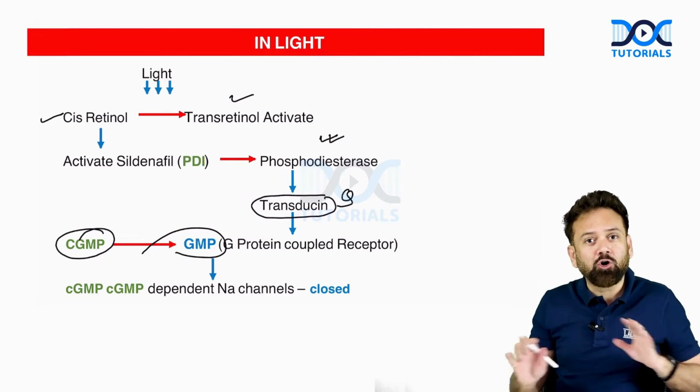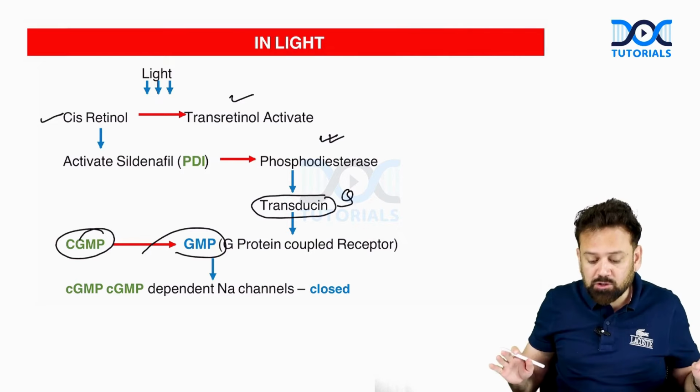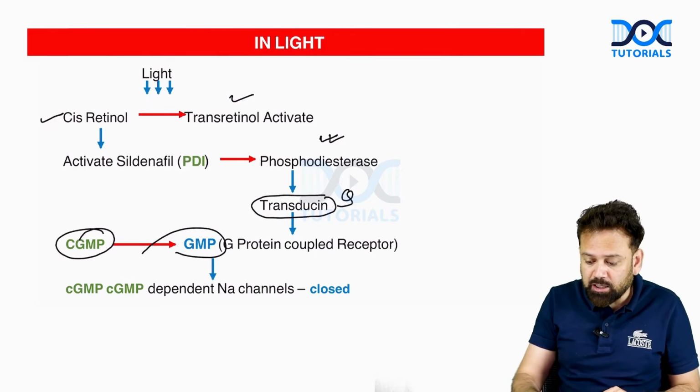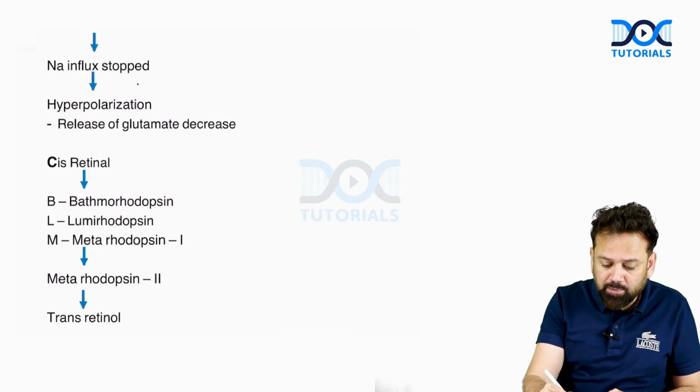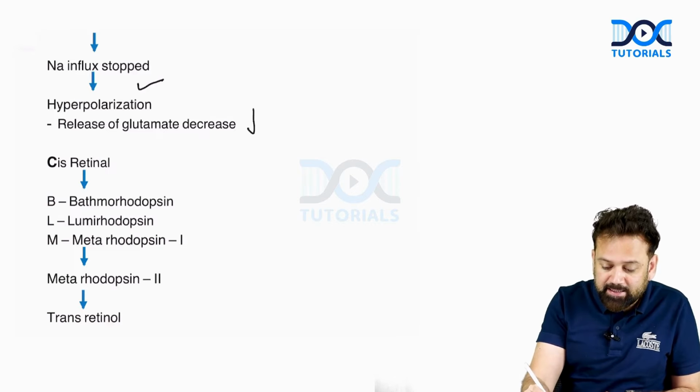Now, cyclic GMP is gone. It will convert into GMP. So, this channel will close. Sodium influx will stop, and instead of depolarization, now there will be hyperpolarization, and release of glutamate will decrease.